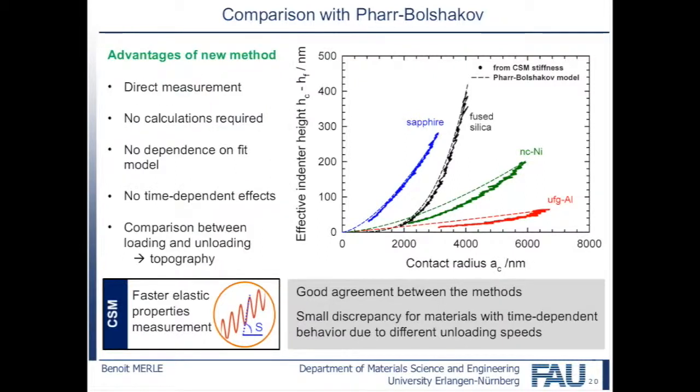So the advantages of the new method are that it provides a direct measurement without complicated equations or complicated theoretical background, and that the result will not depend, for instance, on the fitting equation that you have chosen or on a time-dependent effect of the material. And last but not least, the new method allows a comparison between the measurements that are performed during loading and unloading, and this gives access to the topography of the residual imprint.